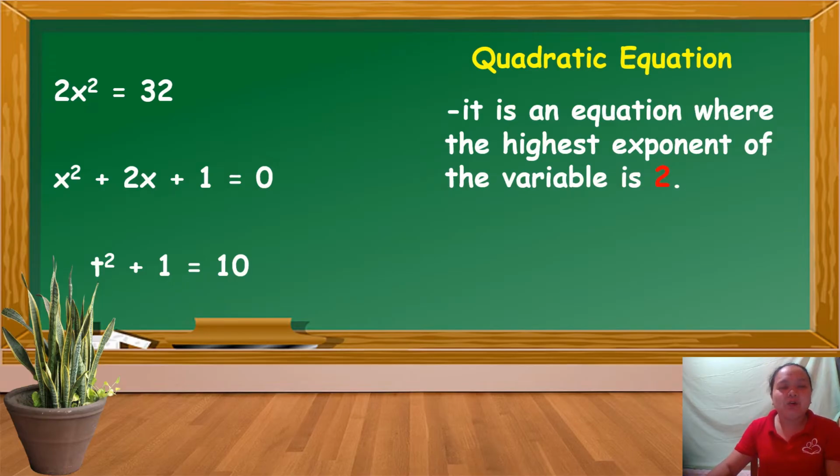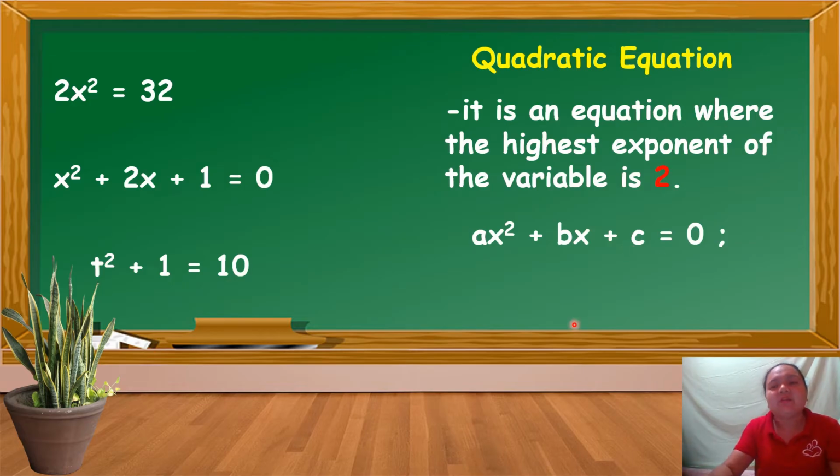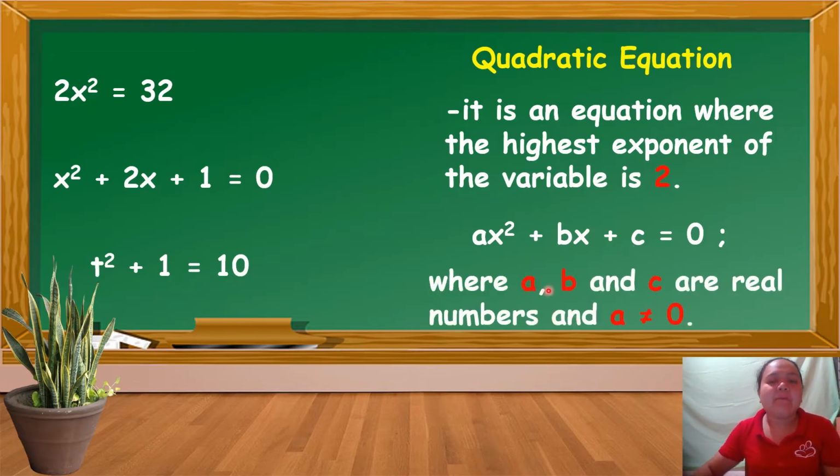As you noticed, all of our equations here have an exponent of 2. The highest degree of the variable is 2. Like in the first equation, the exponent of x is 2. Second, we still have 2, the highest exponent. And third, the same as on the third equation. Now, the standard form of quadratic equation is ax squared plus bx plus c equals 0, where a, b, and c are real numbers, and a should not be equal to 0.